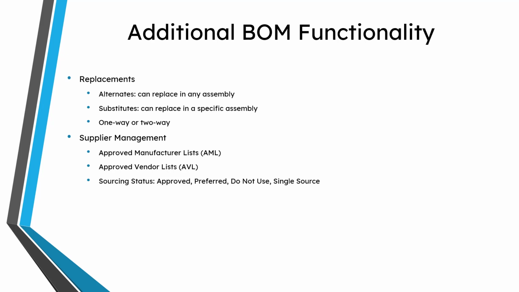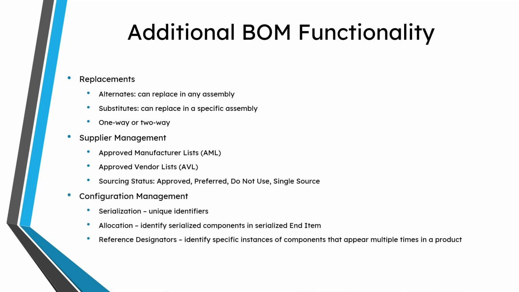So for example, I used to work in cable harness design, and you have companies like Amphenol that make different connectors, but then maybe you're going to buy that connector off of DigiKey. So Amphenol is the manufacturer, DigiKey is the vendor. And the important thing about creating these different manufacturer lists and vendor lists is to define a sourcing status for the different components, and they can be out of the box defined as approved, preferred, do not use, or single source.